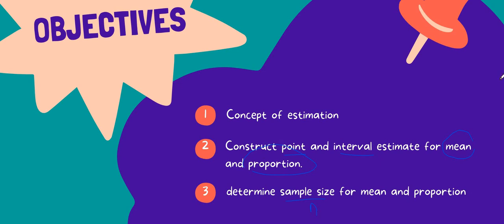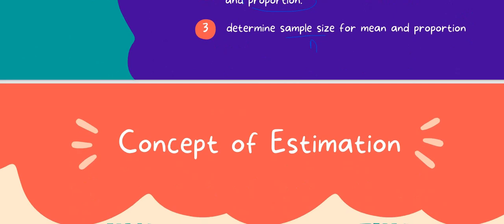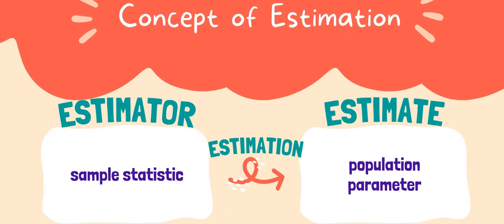Usually before this, if you realize, every example, every question that you answer is already given the value for n, the sample size. But now in this chapter, you will find out by yourself the sample size by using all the information given. Alright class, now we proceed to the first objective here, which is the concept of estimation.